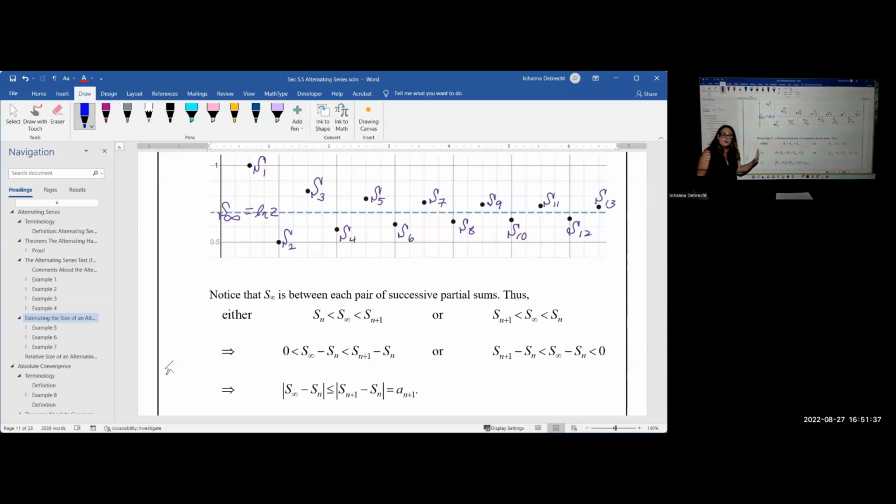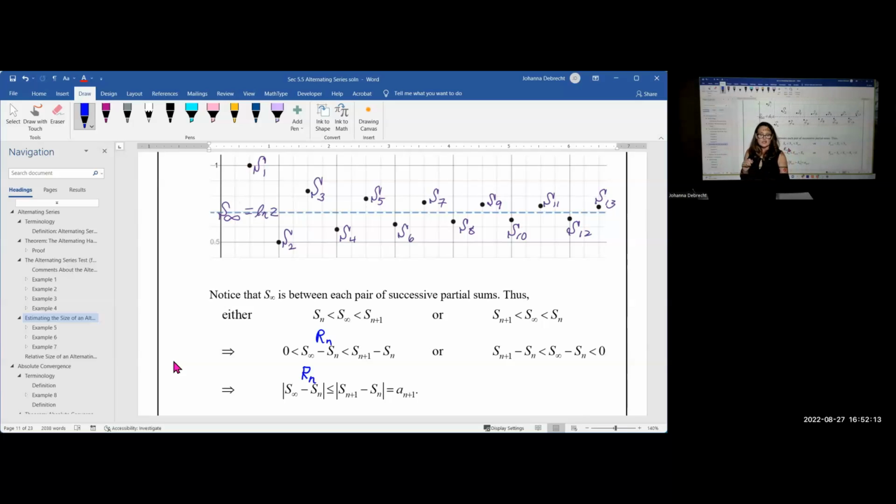But because we don't know which one is on top and which one is on bottom, we can say that basically the difference between any two successive terms has to be greater than or equal to R sub n. This is R sub n right here. We know that it's got to be less than or equal to the difference between Sn plus 1 and Sn, either in this order or in that order over there. And that difference must be the value of A sub n plus 1.